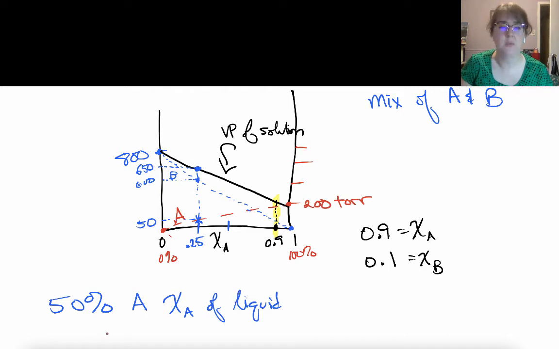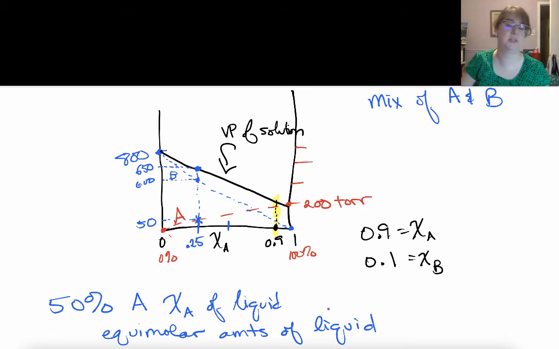So oftentimes we'll say words like equal molar amounts of liquid. Equal molar means that the moles need to be the same. Because we're doing everything in mole fraction, that's basically half and half, or 50 and 50, or 0.5 and 0.5. So if we wanted equal molar amounts of the liquid, realize that we're still discussing this x-axis.